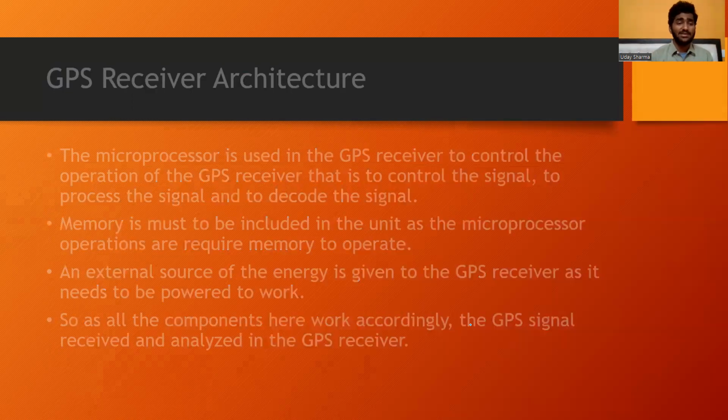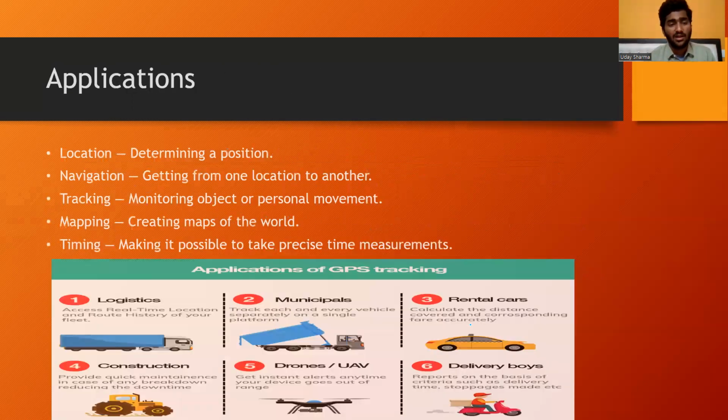Let us see what the applications of this GPS receiver are. We can determine the location, a pinpoint location, which we use regularly, for example, in Google Maps. Navigation, again the same thing as Google Maps. Tracking, as we can do with AirTags or anything. We can track a certain object if we place a tracker with this required output. If we have a child, we can place a tracker in his bag. So based on this GPS location, we can track his movements.